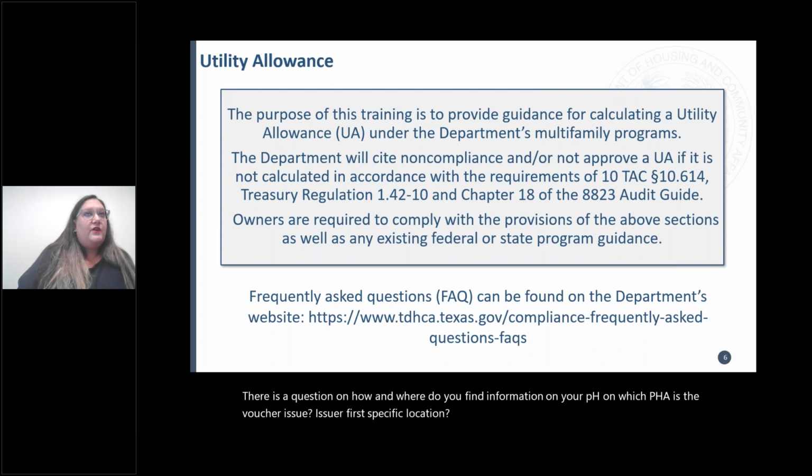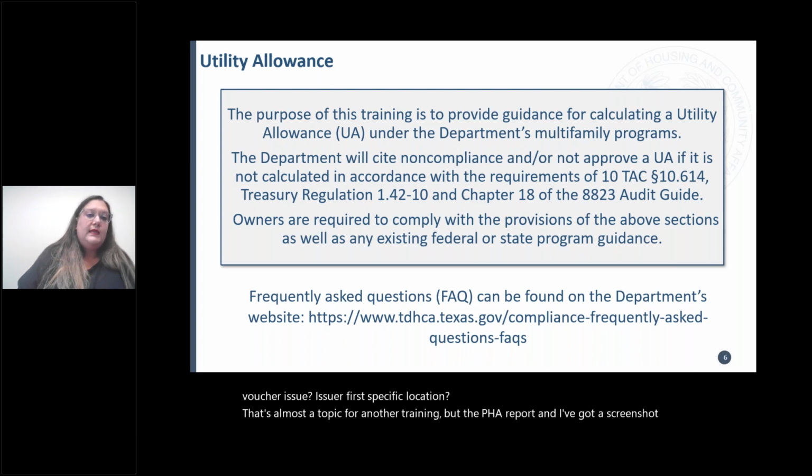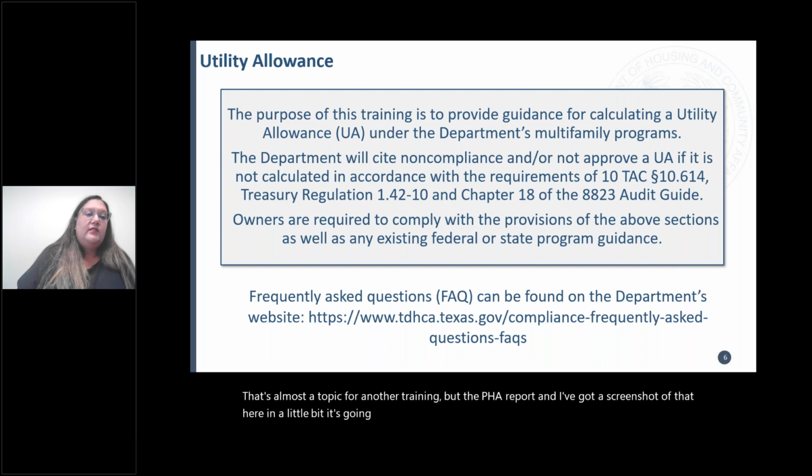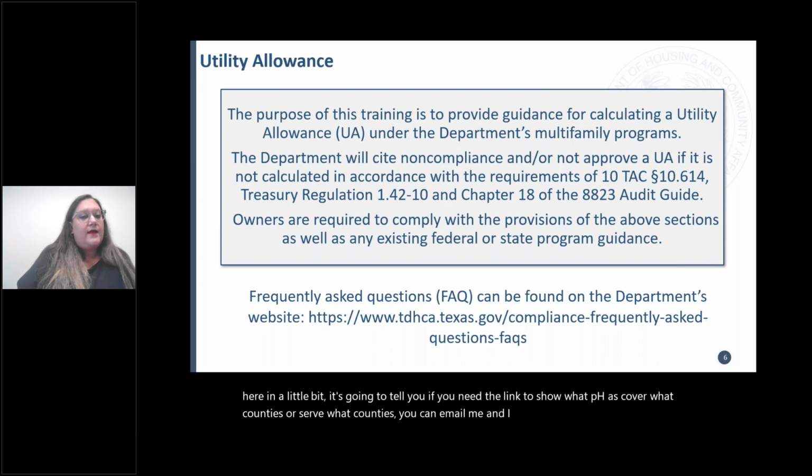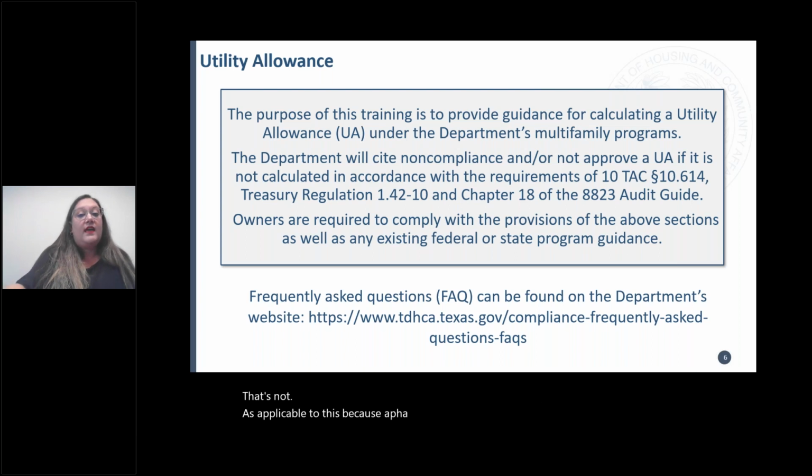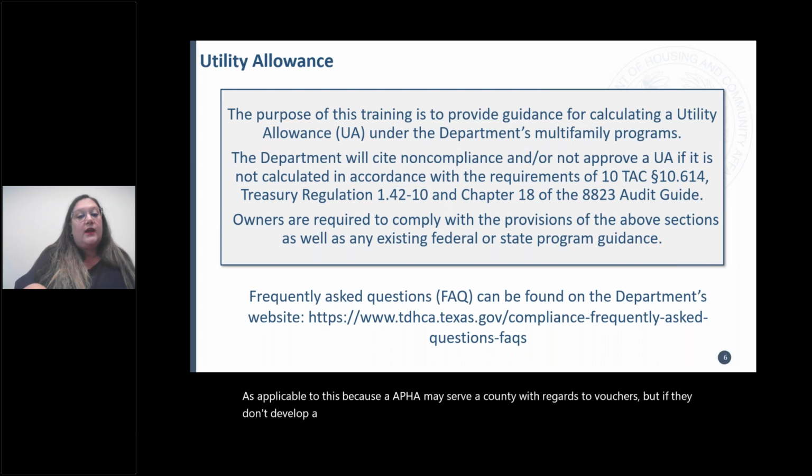Well, that's almost a topic for another training, but the PHA report, and I've got a screenshot of that here in a little bit, is going to tell you. If you need the link to show what PHAs serve what counties, you can email me and I can get you that. That is not something that I have in this one because that is not as applicable to this, because a PHA may serve a county with regards to vouchers, but if they don't develop a utility allowance for your specific area, and we've got an example of that here in just a little bit, then you would not be able to use them for purposes of utility allowances.